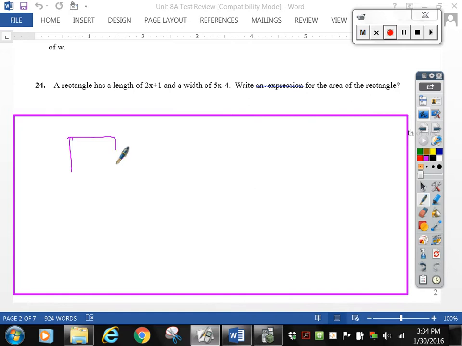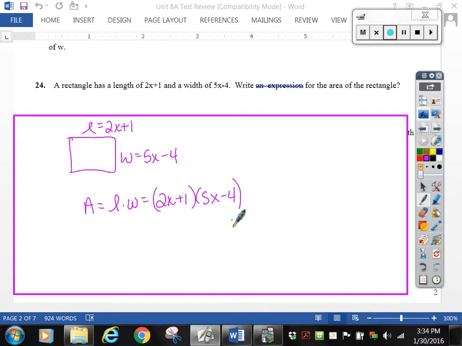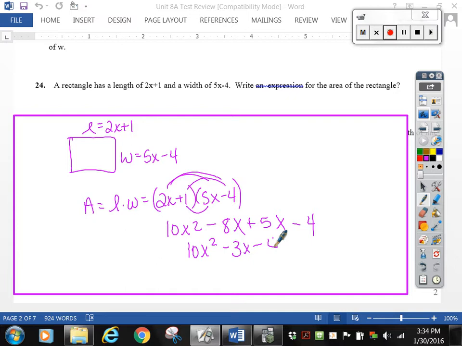Okay, so I have another rectangle, length and width. My length is 2x plus 1. My width is 5x minus 4. So my area, which is length times width, would be 2x plus 1 times 5x minus 4. So 2x times 5x is 10x squared. 2x times minus 4 is minus 8x. 1 times 5x is plus 5x. And 1 times minus 4 is minus 4. So I get 10x squared minus 3x minus 4, technically units.